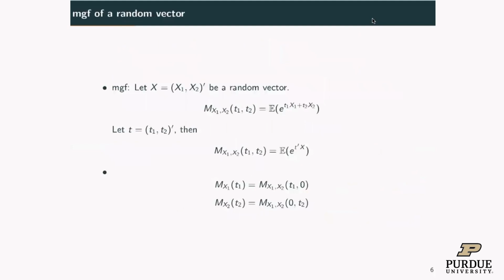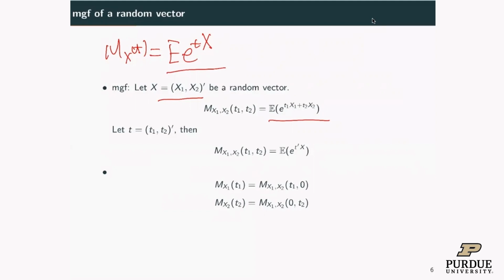For a random vector, how do we define the MGF? Suppose I have a bivariate random vector (x1, x2). How do we define the MGF? For example, in the one-dimensional case, if x is one-dimensional, the MGF is the expected value of e to the tx. That's how we define the MGF. Now for the two-dimensional case, the MGF is a function of t1 and t2. It's the expected value of e to the t1 x1 plus t2 x2.